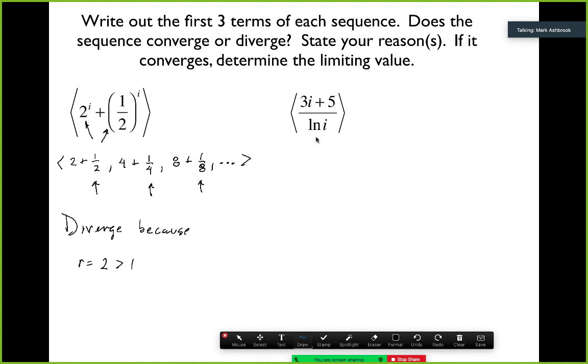Okay, what about this one? 3i plus 5 over ln of I. I think it diverges. Okay? Because if you use L'Hopital's, then the derivative of ln of I is 1 over x, and that goes to infinity. Okay, so he mentioned L'Hopital's rule, so let's make sure it applies. What needs to happen for L'Hopital's rule? Infinity over infinity or 0 over 0.